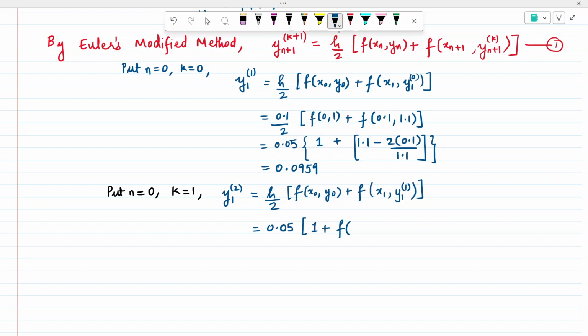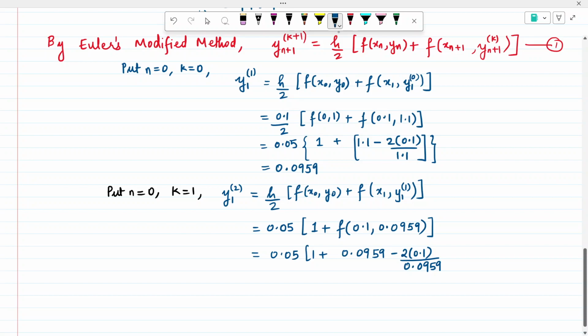F of your x0 is 0.1 and y0 is now, sorry, y1 is 0.0959. Substitute 1 plus, put it in the function y minus. So y is 0.0959, 2 times x divided by y1. I hope that's correct, right? Calculate.